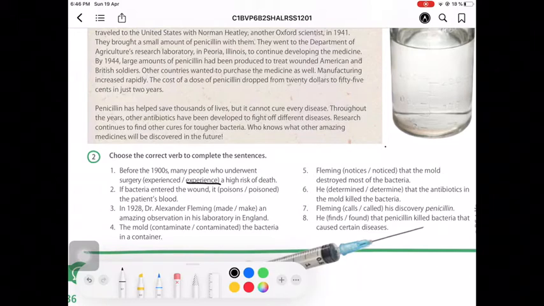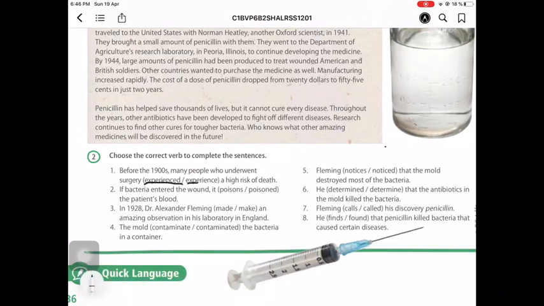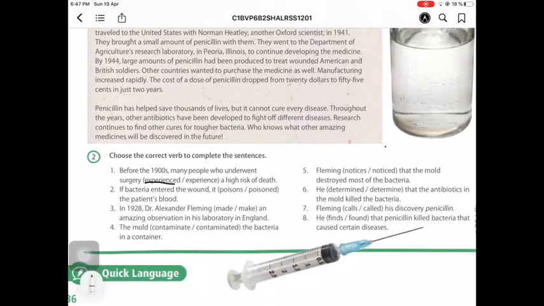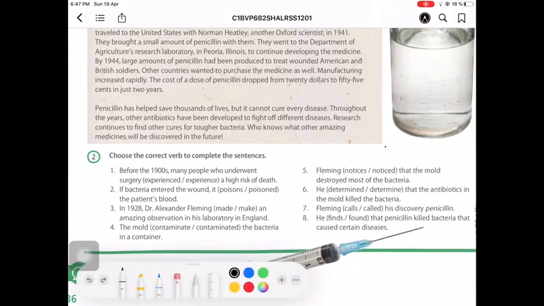Contaminate, contaminated. Remember that this is past, experienced with ed, and this is present. Poison, poisons, present, poisoned, past. You just have to write one, not two, only one. Before the 1900s, many people who underwent surgery experienced a risk of... I think it's experienced, the past. Okay? Experienced. Very good.